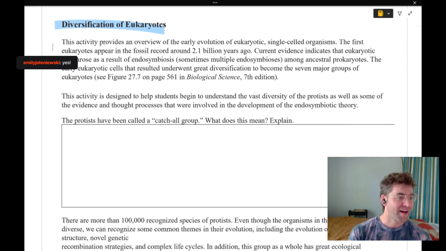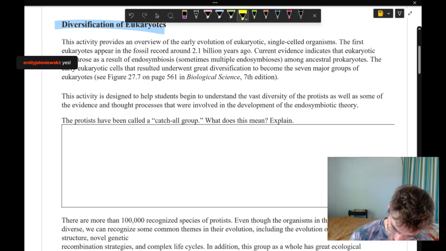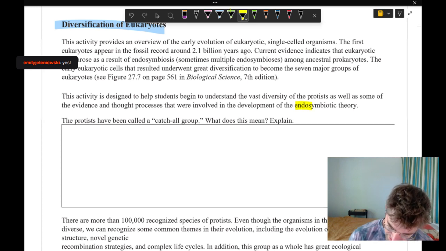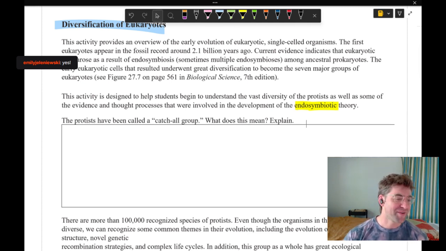Find the figure in your textbook. This activity is designed to help students begin to understand the vast diversity of the protists, as well as some of the evidence and thought processes that were involved in the development of the endosymbiont theory. And this word keeps coming up, so we're going to break it down now. Endo means inside, and symbiotic is organisms working mutually beneficially. Symbiosis, right? Endosymbiosis is the engulfing of one organism into another, and that organism being permanently incorporated into that organism's DNA, and then propagating forward in perpetuity and becoming all of the life that we see on planet Earth, which is super cool.